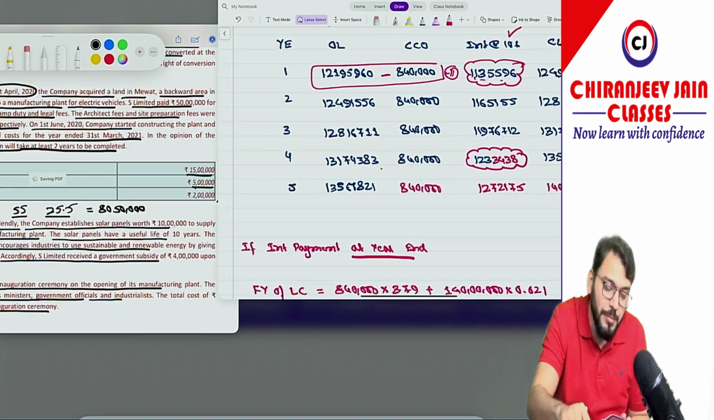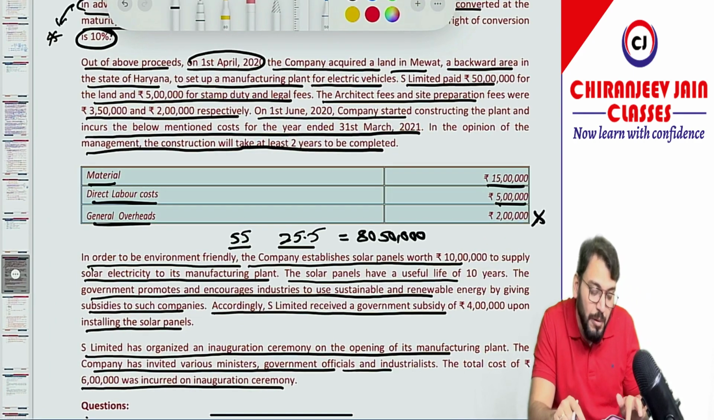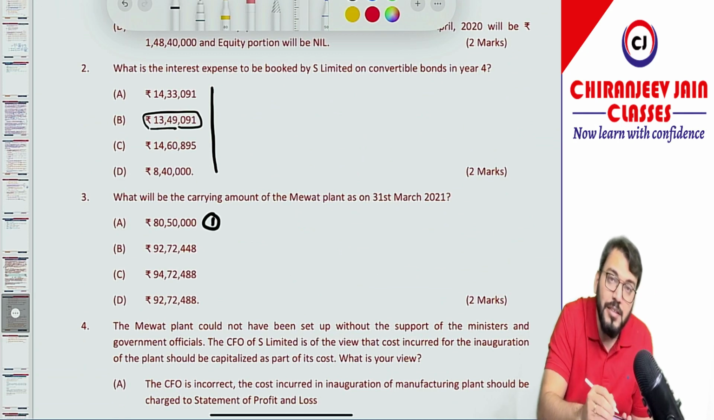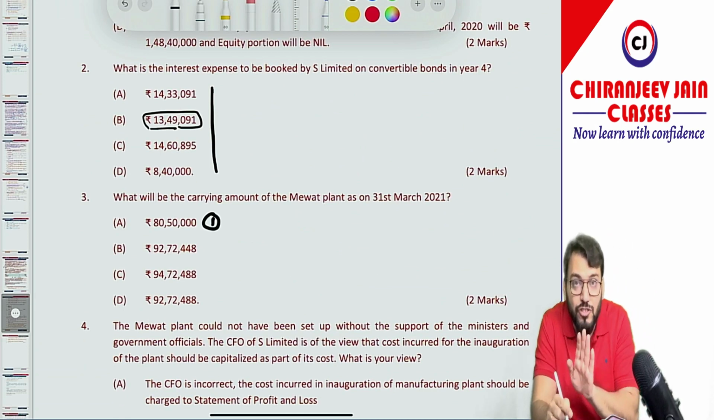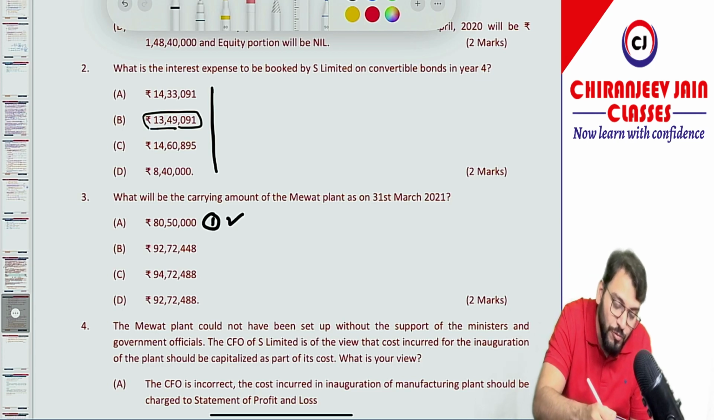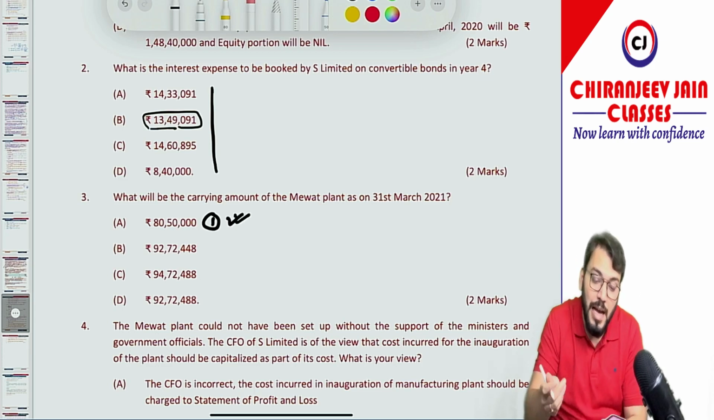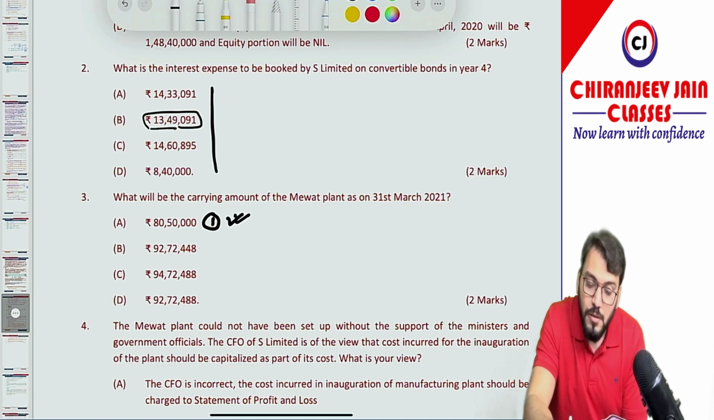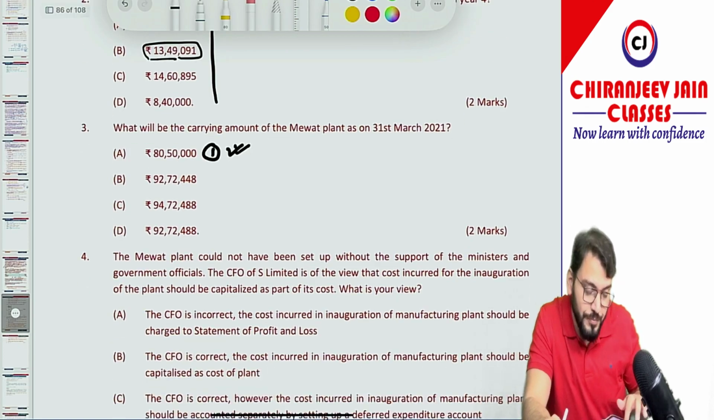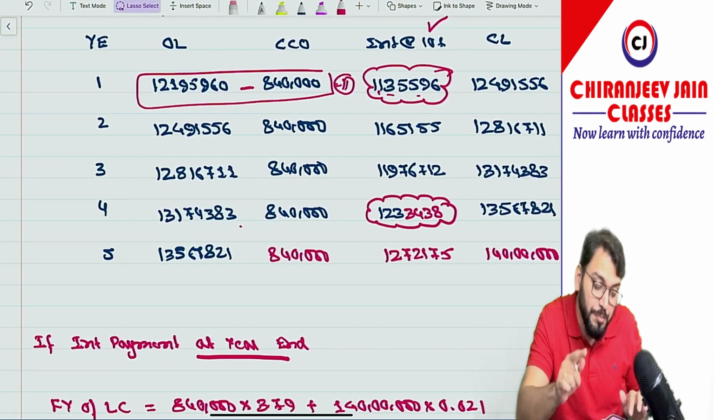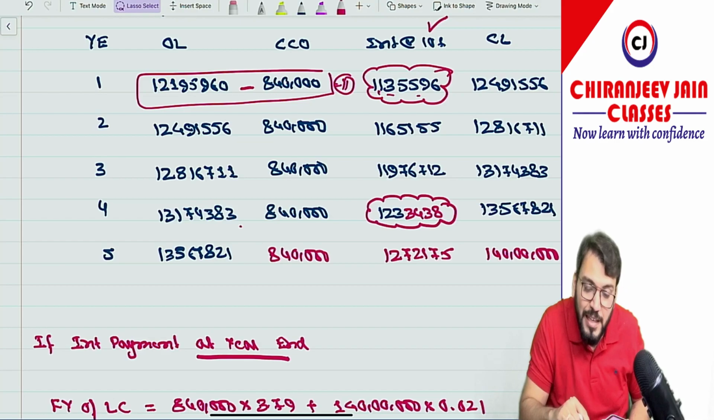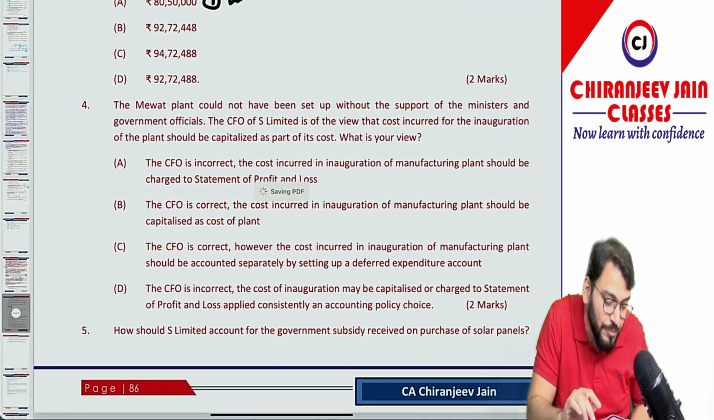Correct now. What option has been given? As per assumption number one, the proceeds have been used only for acquisition of land, then no interest will be capitalized, so this will be your answer. Correct now. And as per assumption number two, it will be 80 lakh 50,000 plus what was my interest expense based on our correct solution? It is 11 lakh 35,596. So 91 lakh 85,596, and that option has not been given.